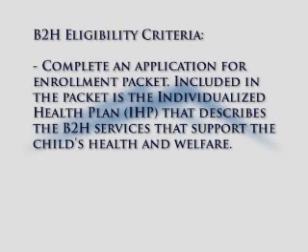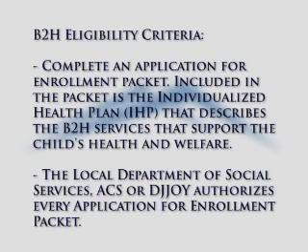If other criteria are met, services may continue until age 21, regardless of foster care status. For all children, once enrolled in B2H services, a child may continue to receive services even after discharge from foster care until age 21, as long as they are otherwise eligible. There are also administrative requirements for enrollment. The Healthcare Integrator, or HCI, must complete an application for enrollment on behalf of a child. Included in the packet is the Individualized Health Plan. The Individualized Health Plan describes the B2H services that support the child's health and welfare. The local Department of Social Services, ACS, or DJJOY must then authorize the application for enrollment packet.